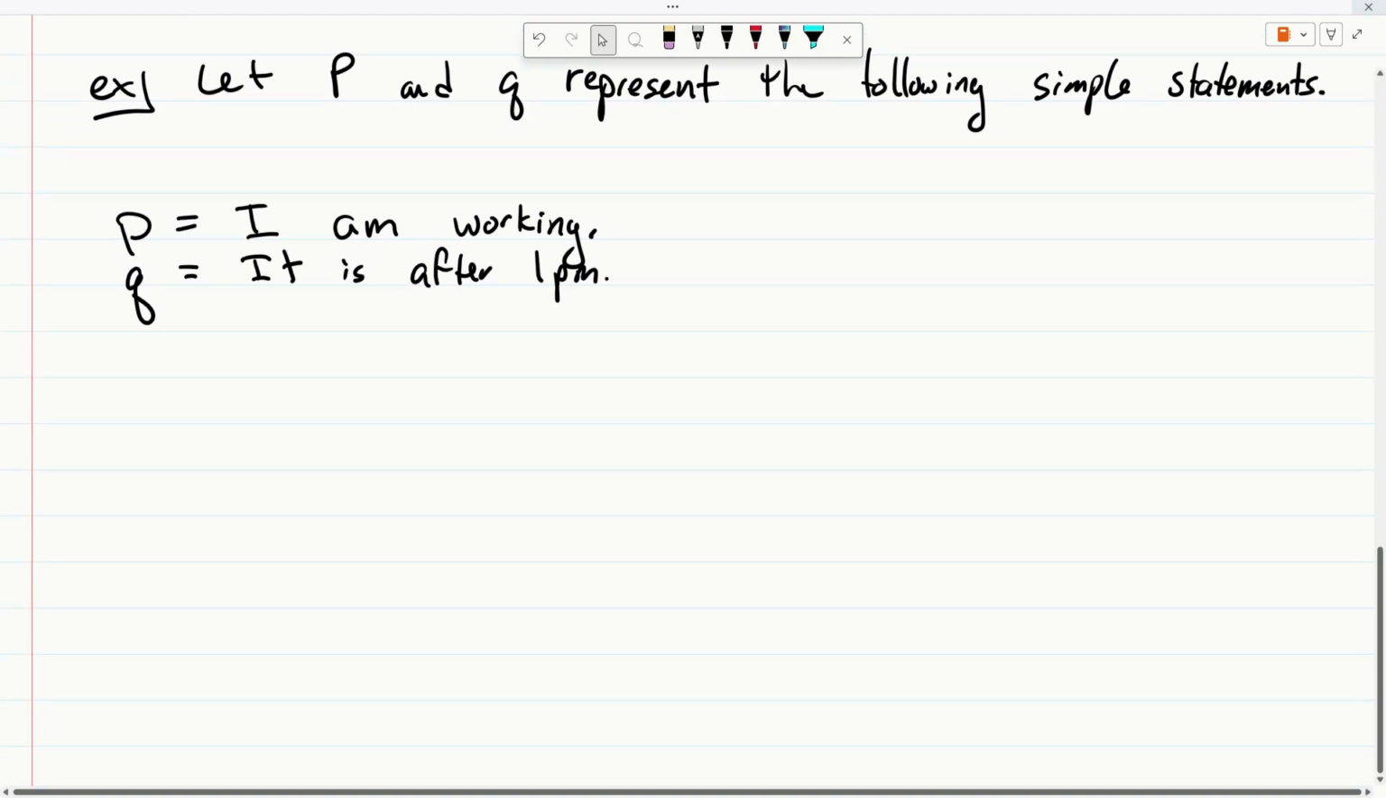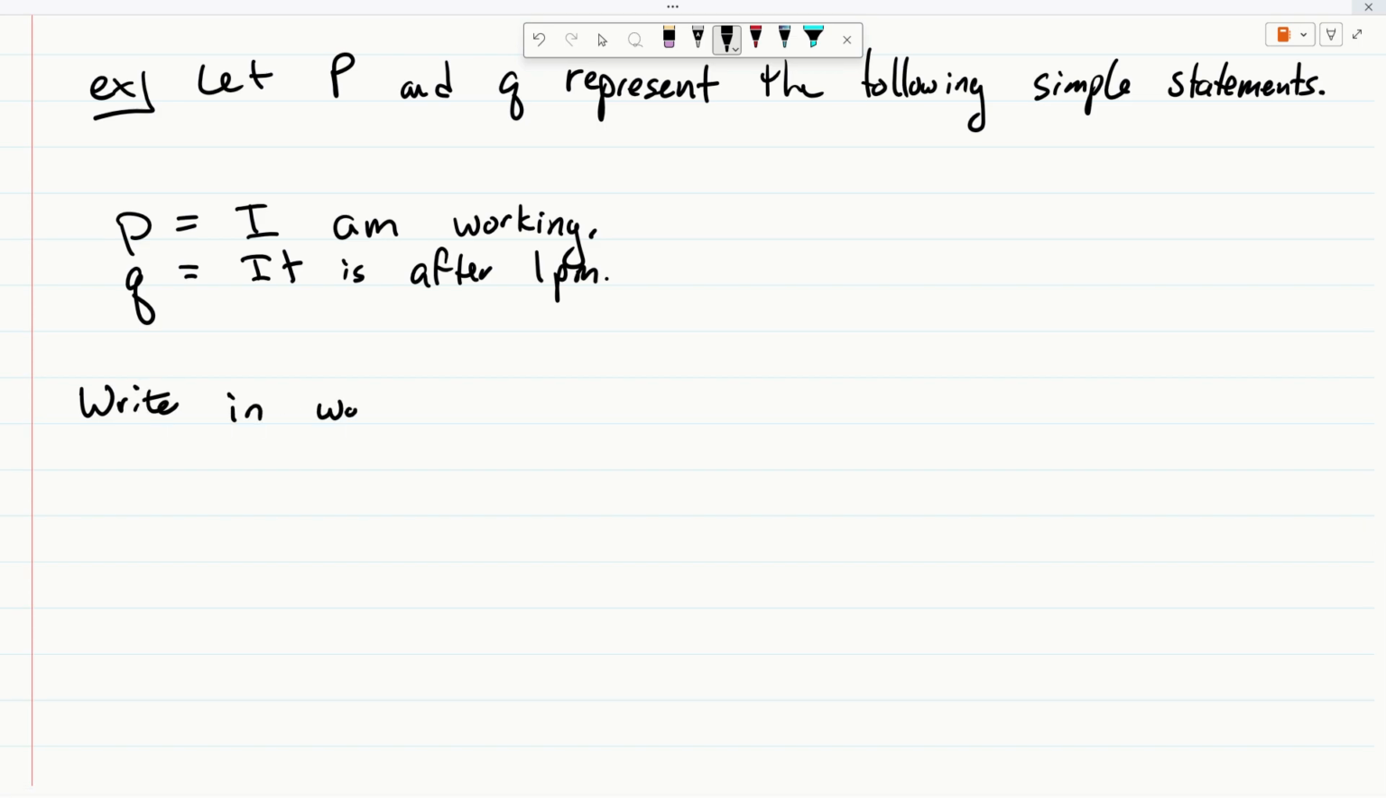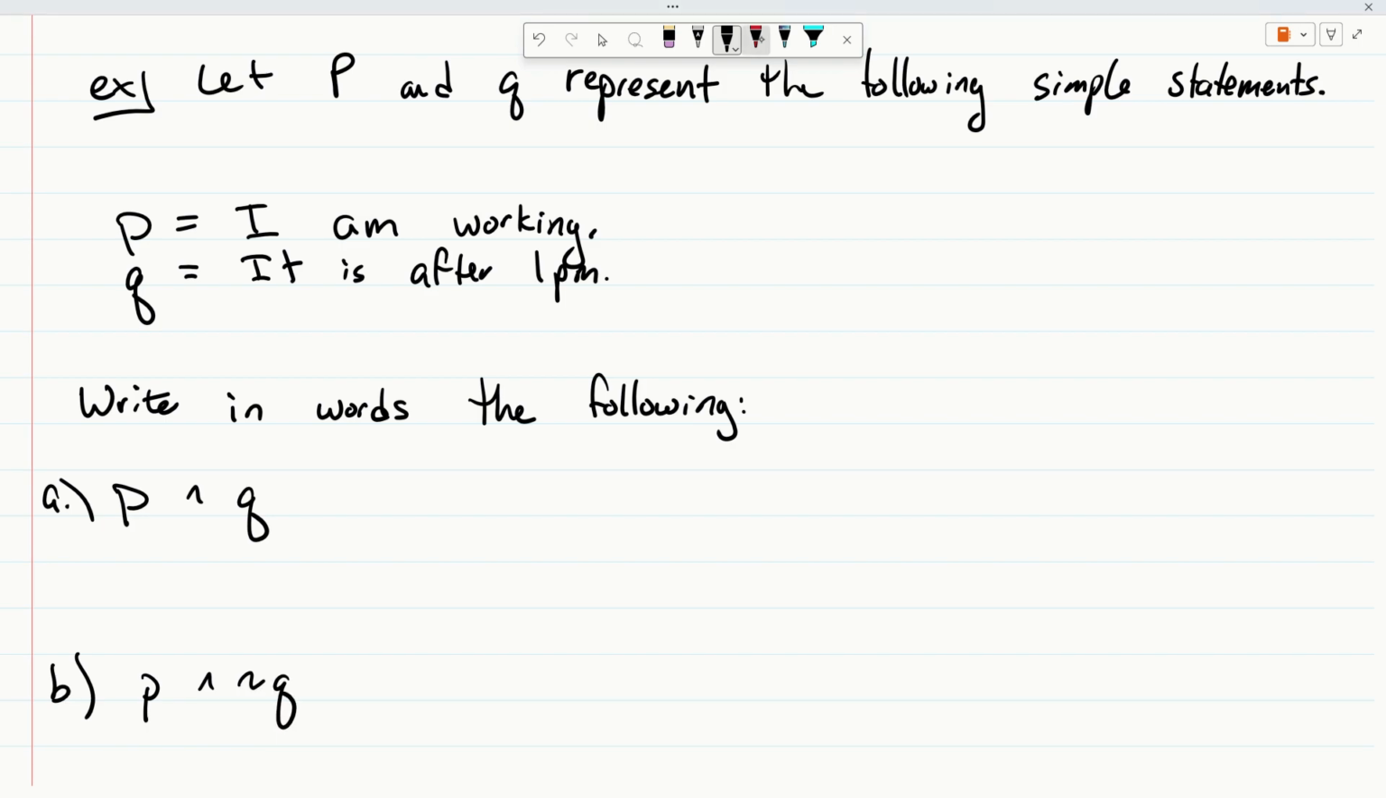All right. So write in words the following. So here's part A. Here's part B. So if you look at part A, that just says P and Q. So I'm just going to write this out in words. I am working and it is after 1 p.m. Very straightforward.